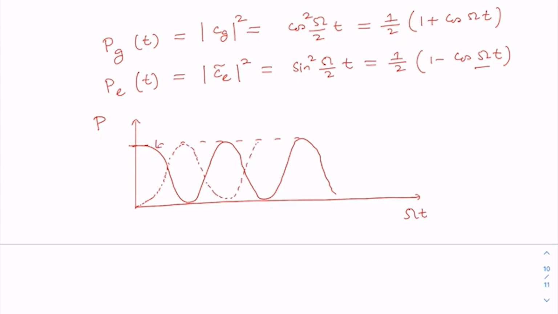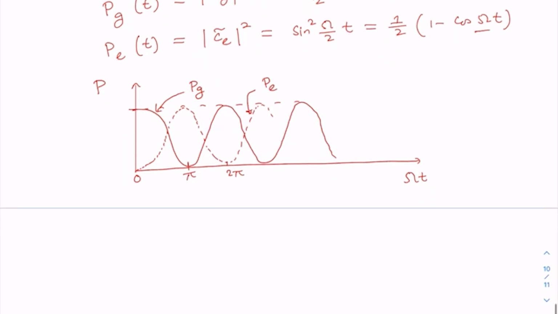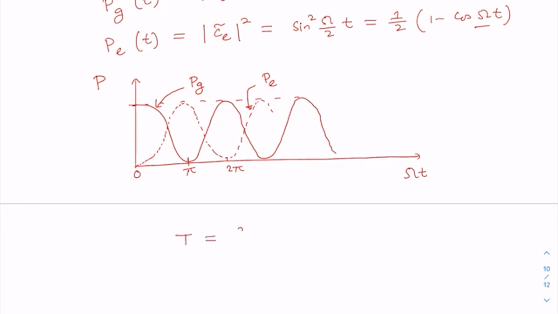So this bold solid curve represents the ground state probability Pg, and this dotted one corresponds to the excited state population. So here this is 0, this is pi, and this is 2 pi, and so on. The period of oscillation is 2 pi by omega. Now you can see some interesting facts from this plot.